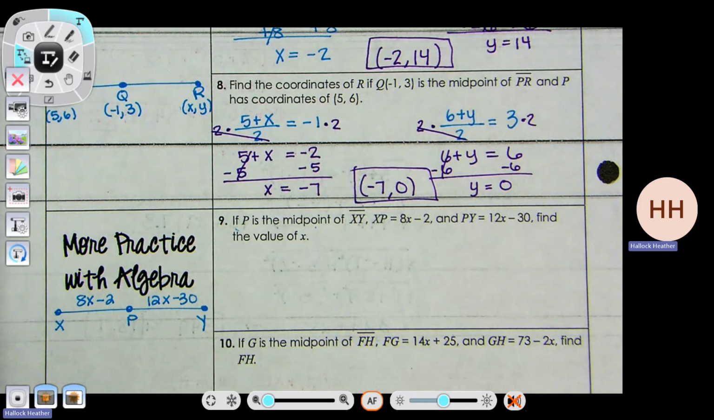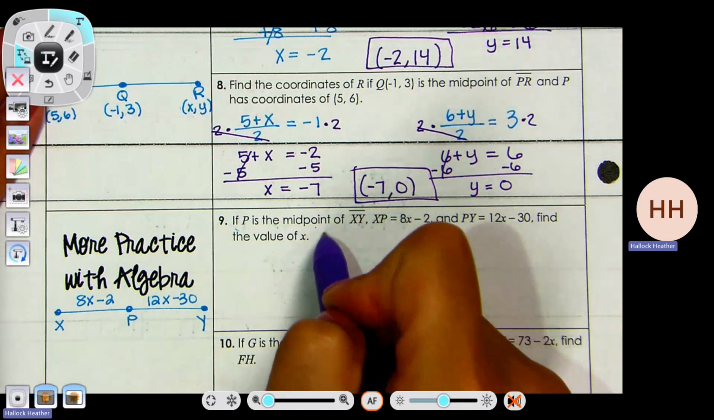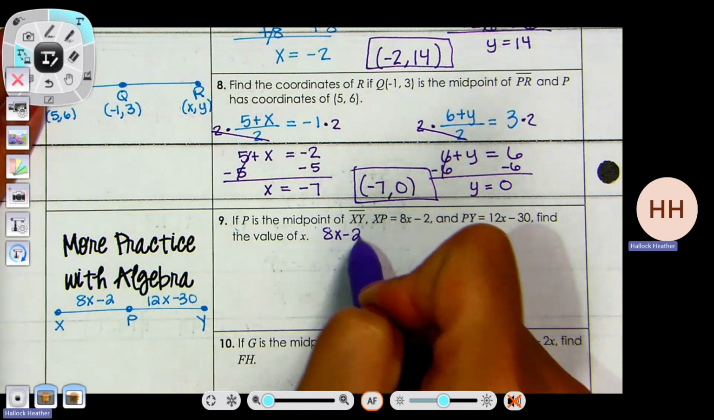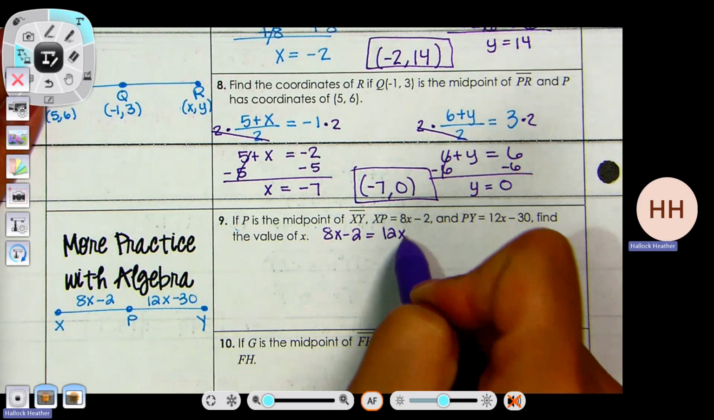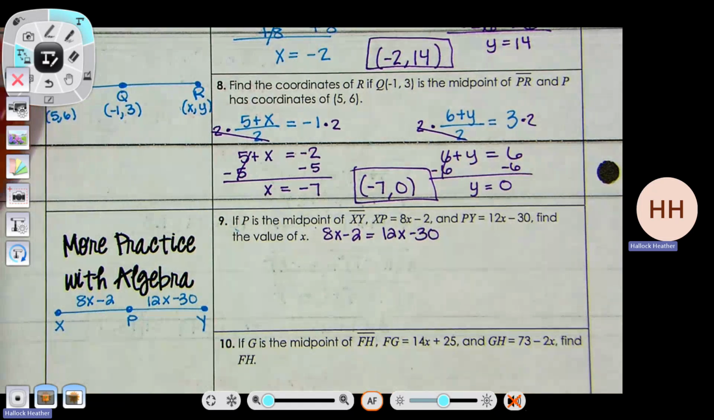So I know this piece, whatever this piece is, it has to be equal to this piece. So this is what we did when we did segment addition postulate. We're going to equal them to each other because they are congruent to each other. So I can literally just say 8x minus 2 equals 12x minus 30. And then you get to pick, do you want to move the 30 or do you want to move the 2?